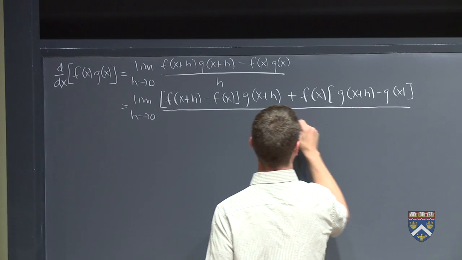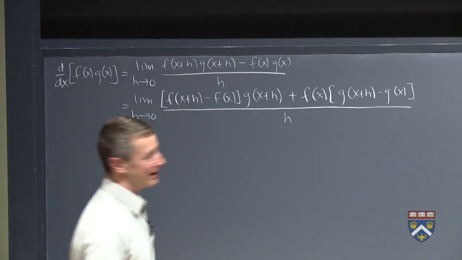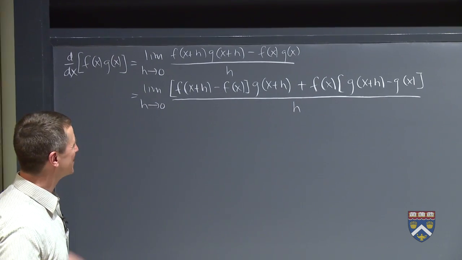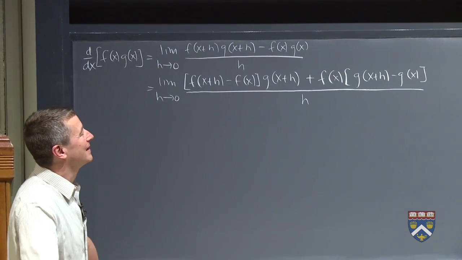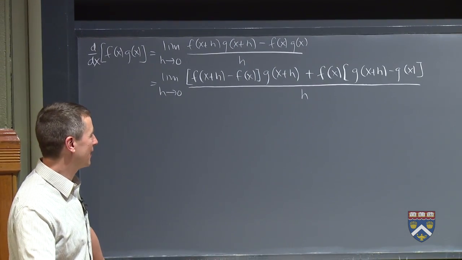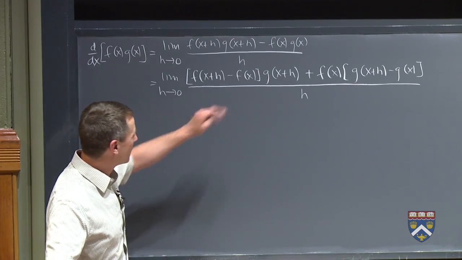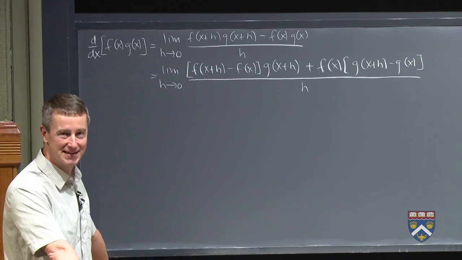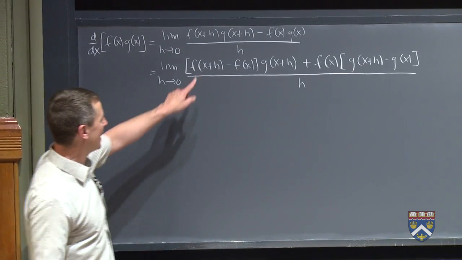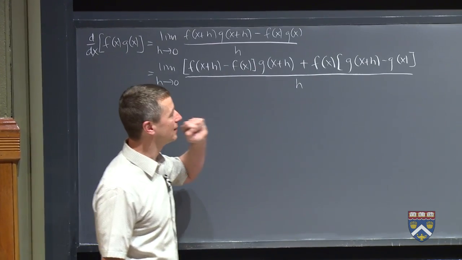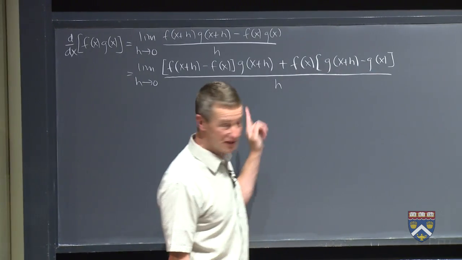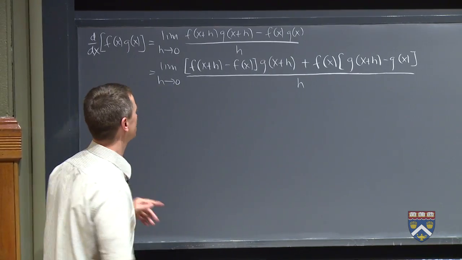And you're probably wondering now, what on earth are we doing? We're making the situation worse. We started with this somewhat clean thing, and now it's gotten messier. But do not despair. What you can now recognize in here is some things that look familiar. I've got an f of x plus h minus f of x over h. That should look familiar. I've got a g of x plus h minus g of x over h. That should also look familiar.